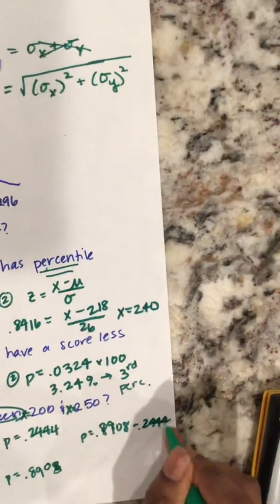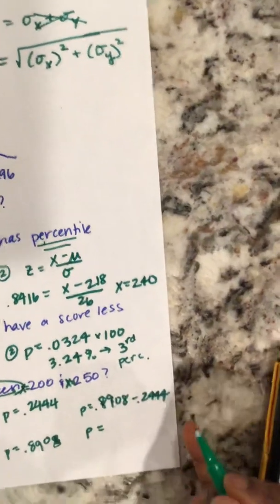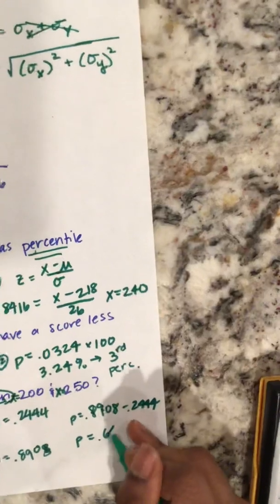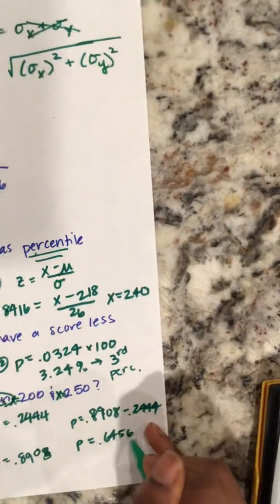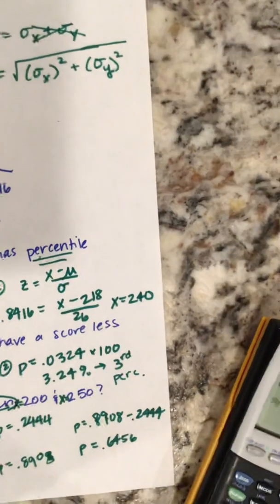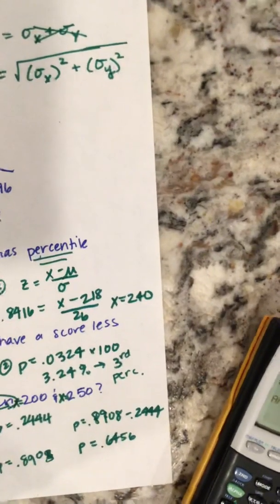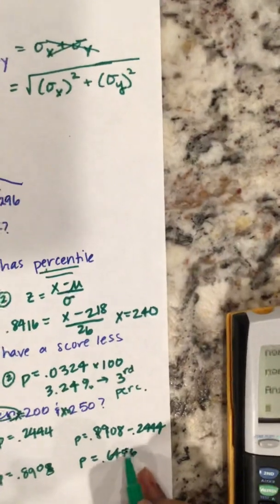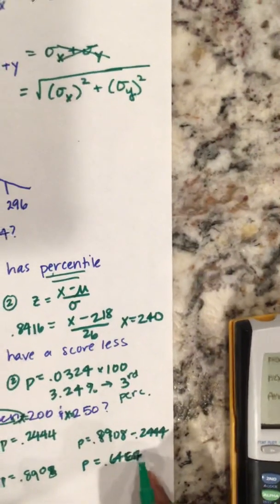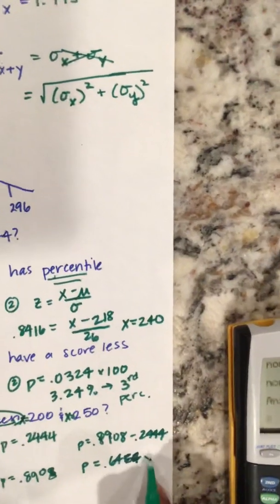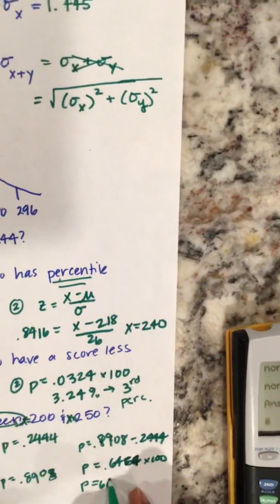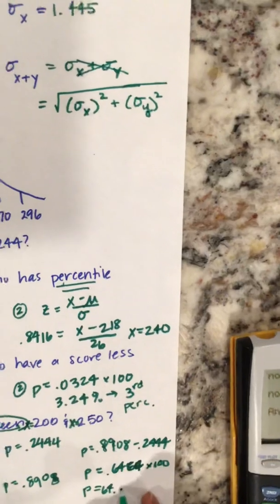And so if you did that correctly, after you subtracted them, you would get the probability to be 0.6456. Actually, I lied. Hold on. Sorry, you guys. Yep. 0.6464. Okay. And so to find that percent, again, you're going to multiply by 100, and so you get the probability to be 64.64%.